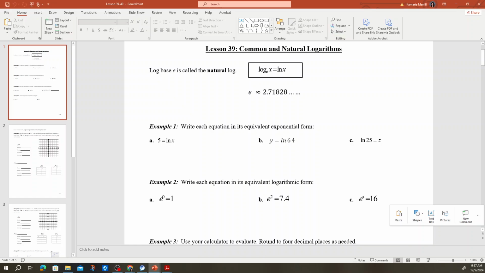Okay, 39, common and natural logs. Like I said, we introduced them. We found them on our calculator, but we're going to get a little more in-depth into them and where they come from. We use them to solve.